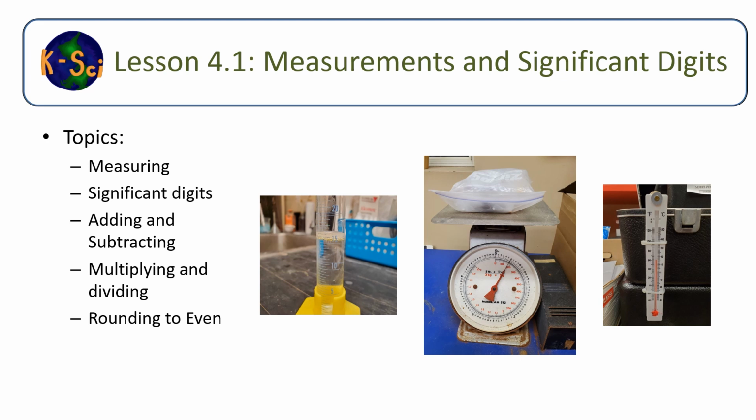And so this first lesson is going to be all about measuring things and deciding what parts of those measurements are significant. So whether it's a volume, like the volume of this liquid in this graduated cylinder, or a mass, like this weigh scale here, which has pounds and kilograms on it, or temperature, like this thermometer here, which has Fahrenheit and Celsius on it. That's what we're going to be using throughout this unit. And so all those measurements are going to have limits that we call significant digits.